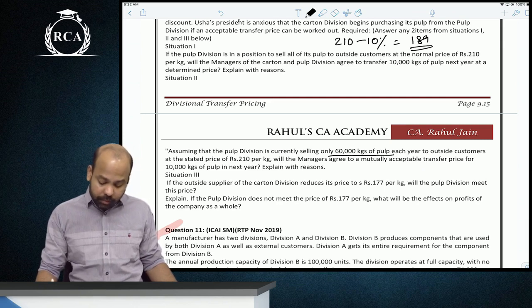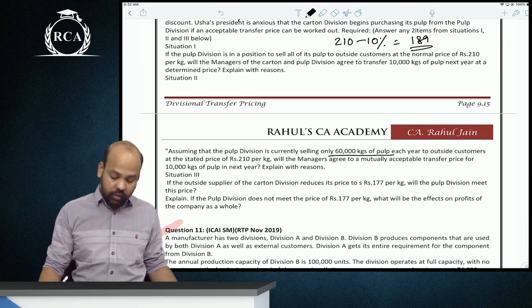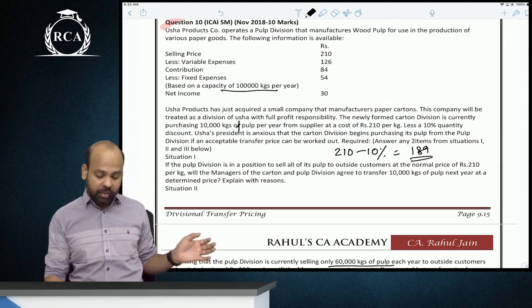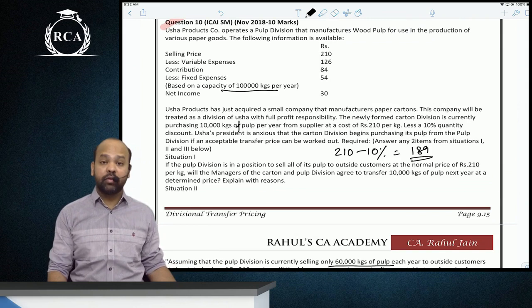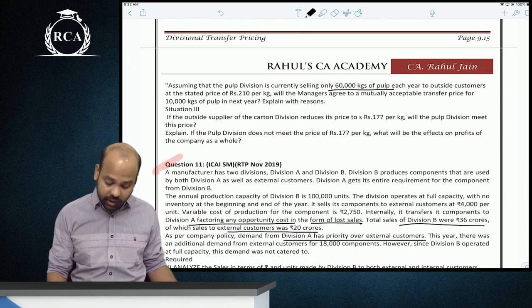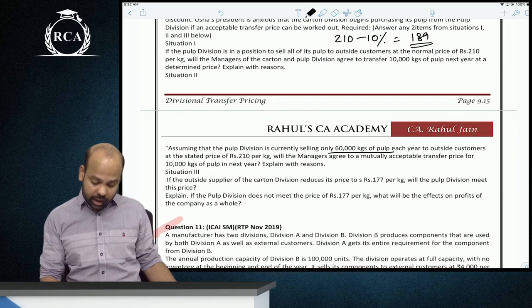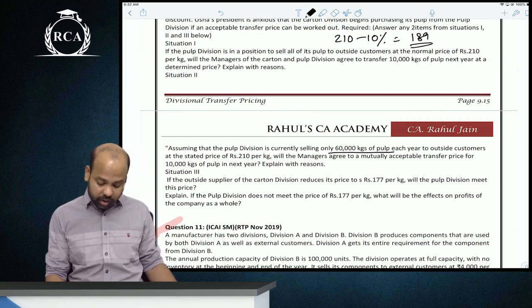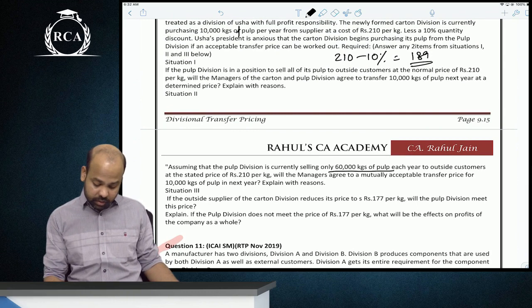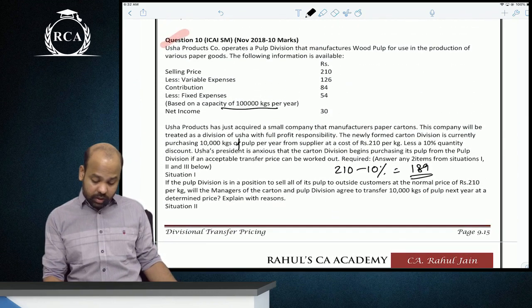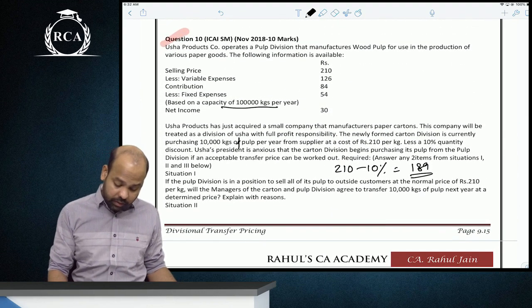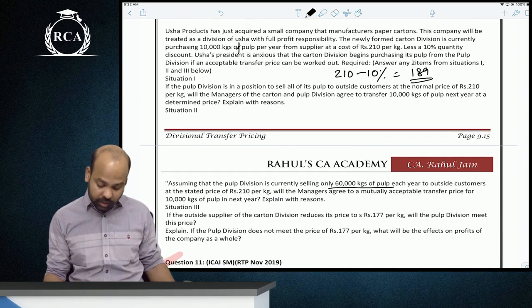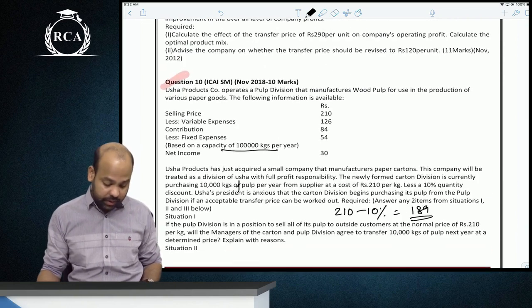Will the managers agree to a mutually acceptable transfer price for 10,000 kgs? Yes, we will work out the transfer price. It will range from a minimum transfer price of 126 rupees to a maximum transfer price of 189. If the outside supplier of the carton division reduces its price to 177 rupees per kg, will the pulp division meet this price?